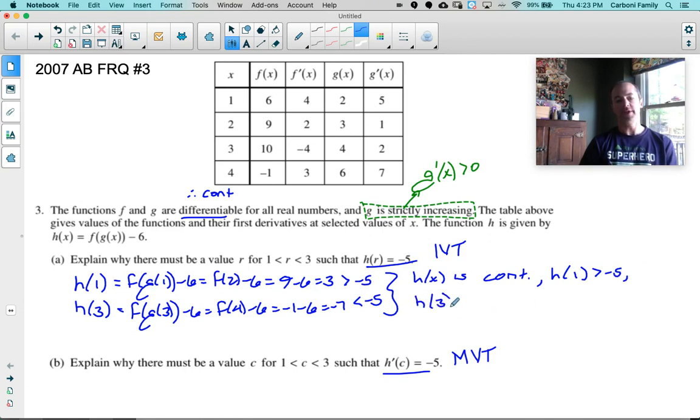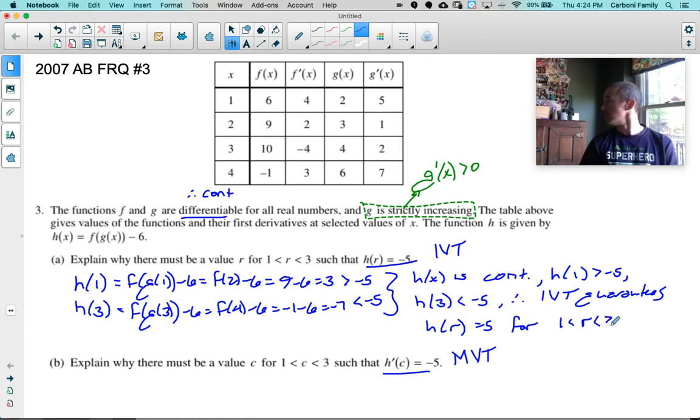H of 3 is less than -5. Therefore, the intermediate value theorem guarantees that h of r is equal to -5 for some r between 1 and 3. And so there's your answer for part A.